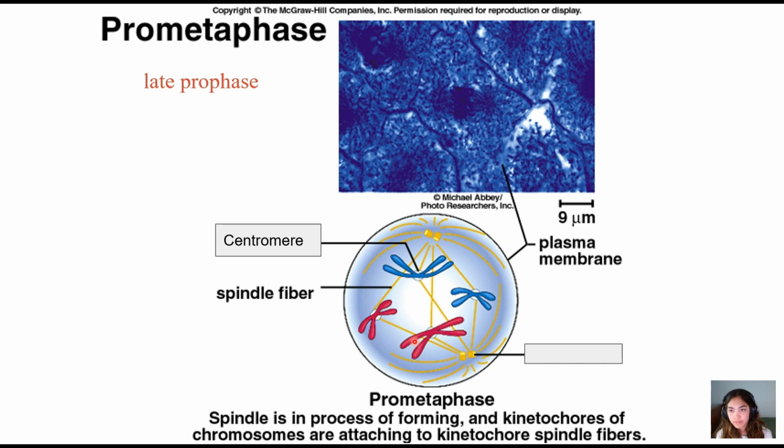In prometaphase, just another way that we can call it late prophase, this is where we've got our spindle fibers. These have begun to form. And just a side note, spindle fibers are just made of microtubules. So in the process of these forming, we've got the kinetochores of chromosomes attached to the kinetochore of the spindle fibers. So here are our kinetochores, or really, I guess the word that we're more so going to use is the centromere. Okay, so we've got the spindle fibers, they're attaching to the centromeres of our chromosomes.